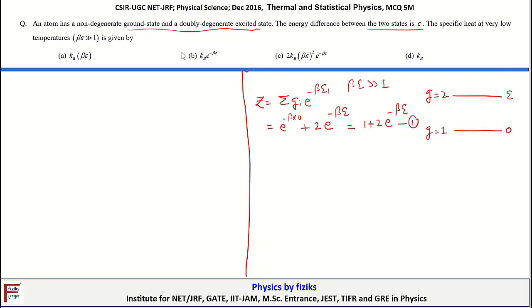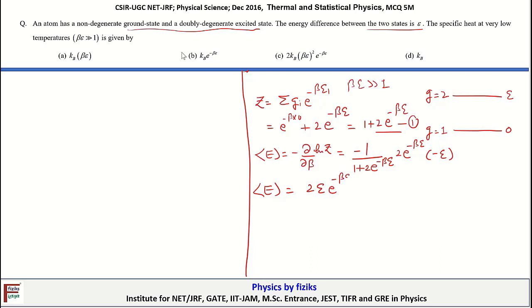From here the average energy of the system is E, that is equal to minus d/dβ of ln Z, and that is equal to minus 1 upon 1 plus 2 exponential minus beta E, and then the differential of this term with respect to beta, twice exponential minus beta E multiplied by minus E. Okay, so this after solving becomes 2E exponential minus beta E upon 1 plus 2 exponential minus beta E.